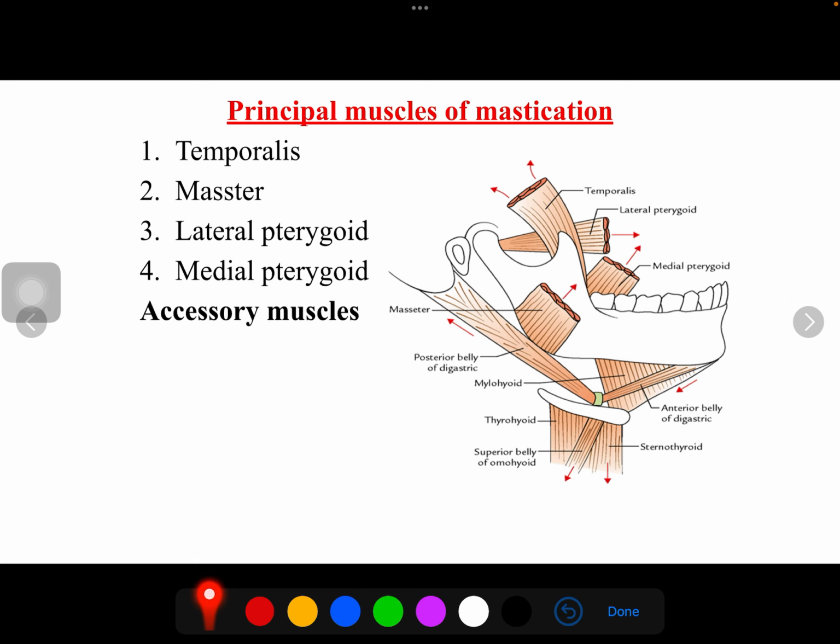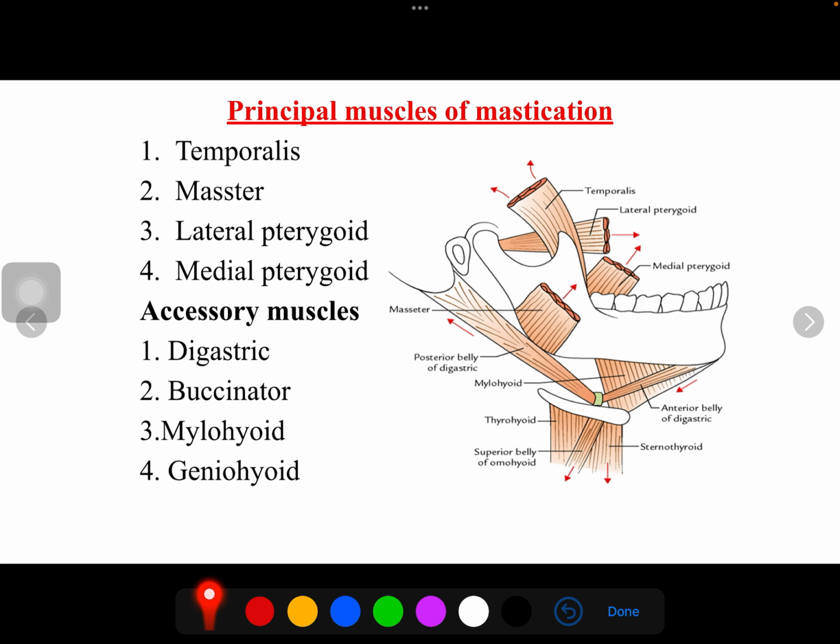The next one is the accessory muscles. The first one is the digastric muscle. The second one is the buccinator. It is regarded as an accessory muscle of mastication. The third one is the mylohyoid, and the fourth one is the geniohyoid. Then we will discuss these muscles of mastication.